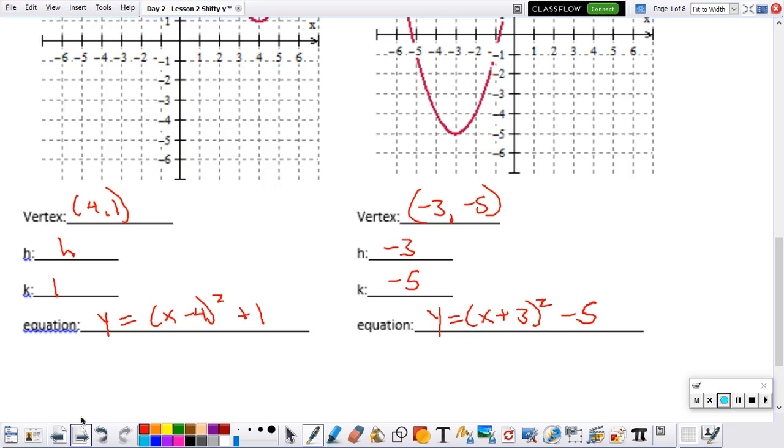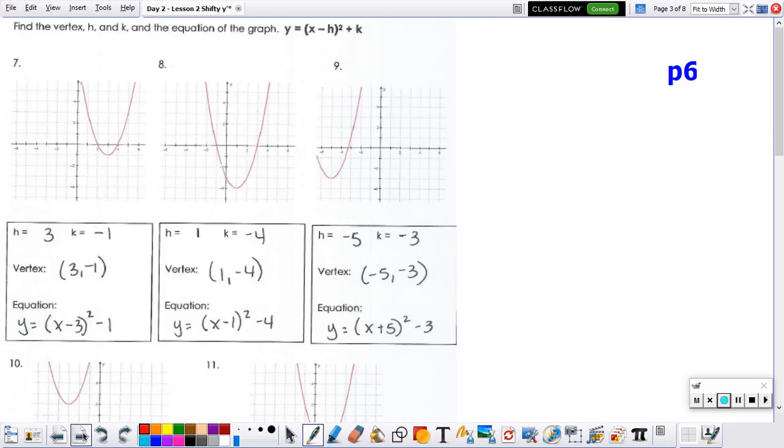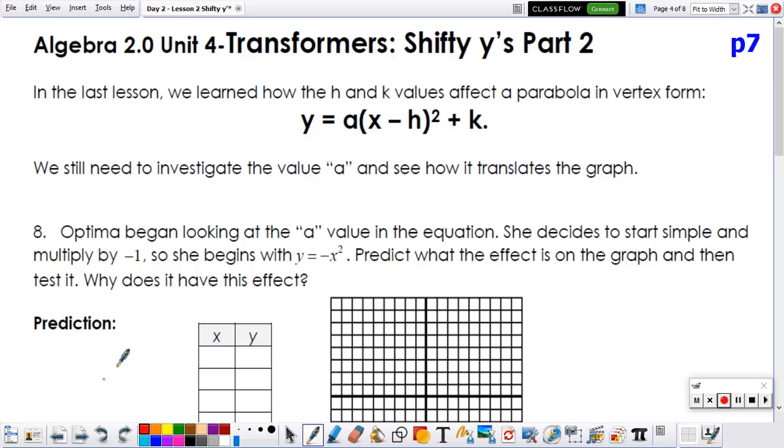Let's take a look at today's lesson. These are the answers to last night's homework. Hopefully it went pretty well. Page 5, page 6. All right, page 7. So this is the equation we were looking at yesterday, but yesterday all of our A values were 1. Today we're going to start to look at what happens when A is not 1. I want to remind you that your parent graph is just y equals x squared.